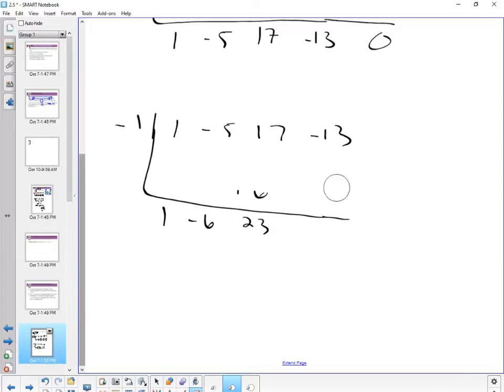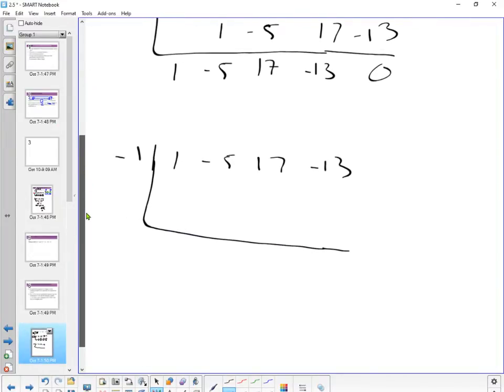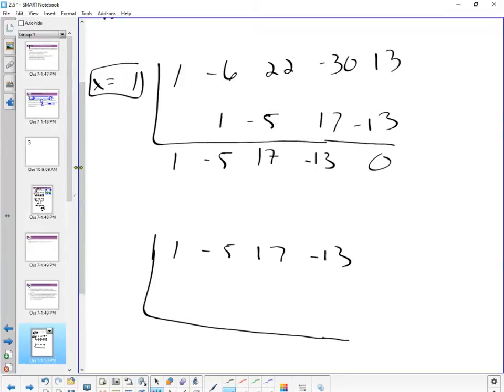Okay, so negative 1 doesn't work. What else are we going to try next? We only have 2 more options. What do you guys want? 13. Positive 13? And it's not? No, it's a negative 13. Oh, I'm sorry. Okay. Yay!